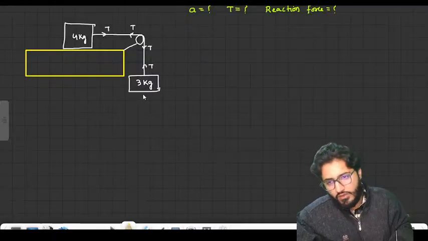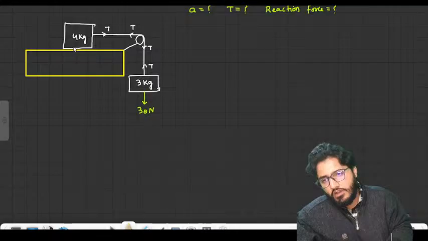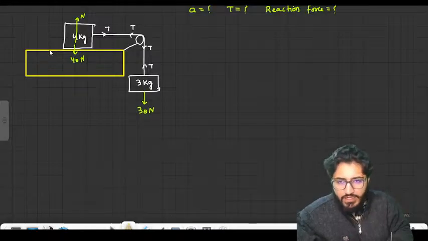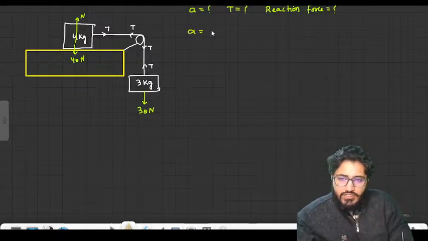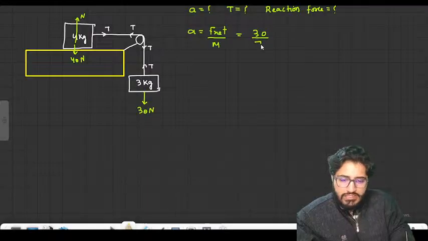Okay, look now. 30 Newton is downwards. 40 Newton downwards is balanced by its normal reaction force. Clear now? Acceleration is net force divided by mass. What is the force? Only 30 Newton is there. The mass will be 4 plus 3, that is 7. It is 30 by 7 meter per second square, my acceleration.